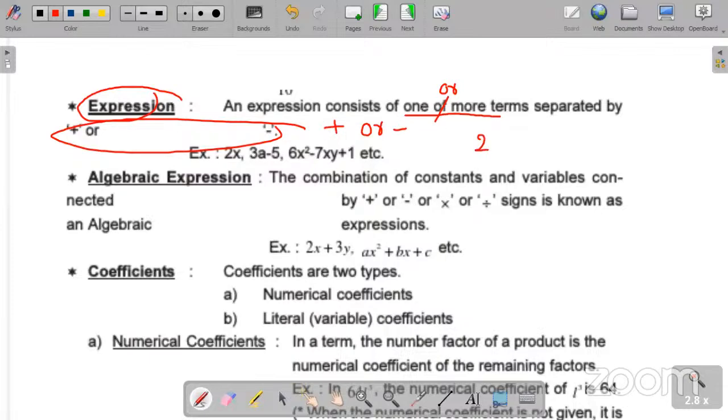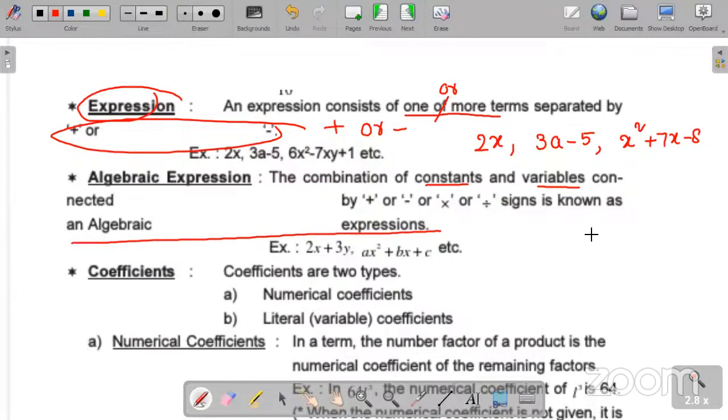So that means 2x has only one term. For example, 3a minus 5. So that means these two terms are separated by the negative sign. You can write x square plus 7x minus 8. So these are all called expressions. So algebraic expression. Algebraic expression means the combination of constants and variables connected by plus or minus or multiplication or division signs is known as an algebraic expression. These are algebraic expressions only, examples for them.